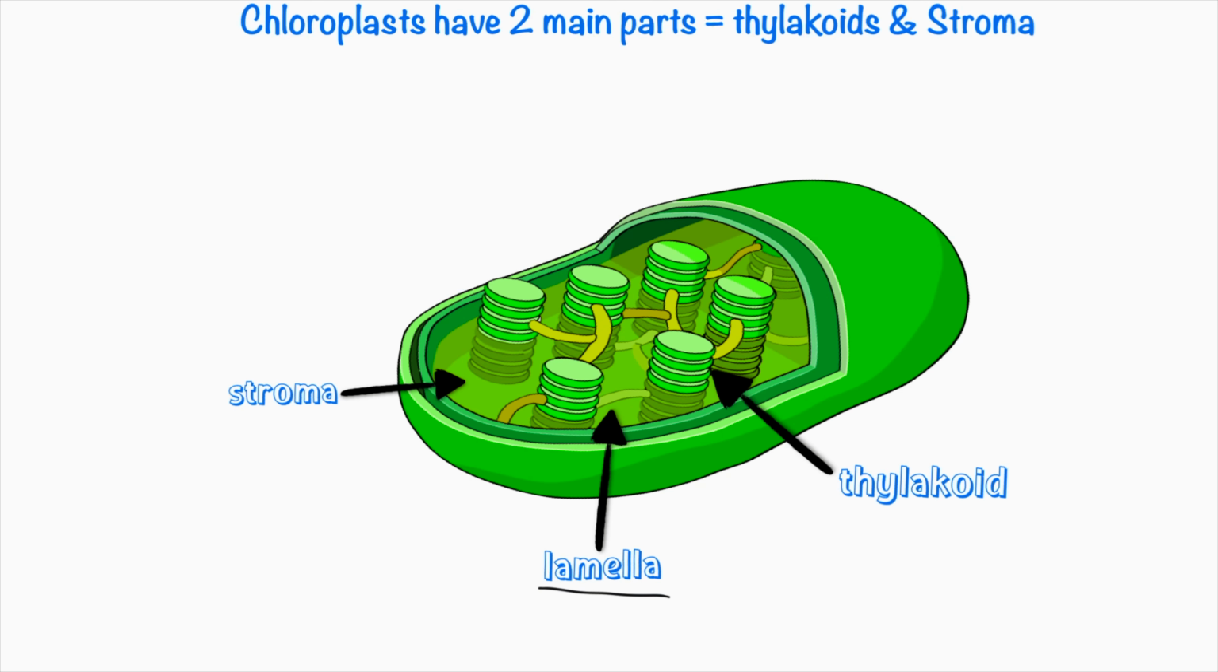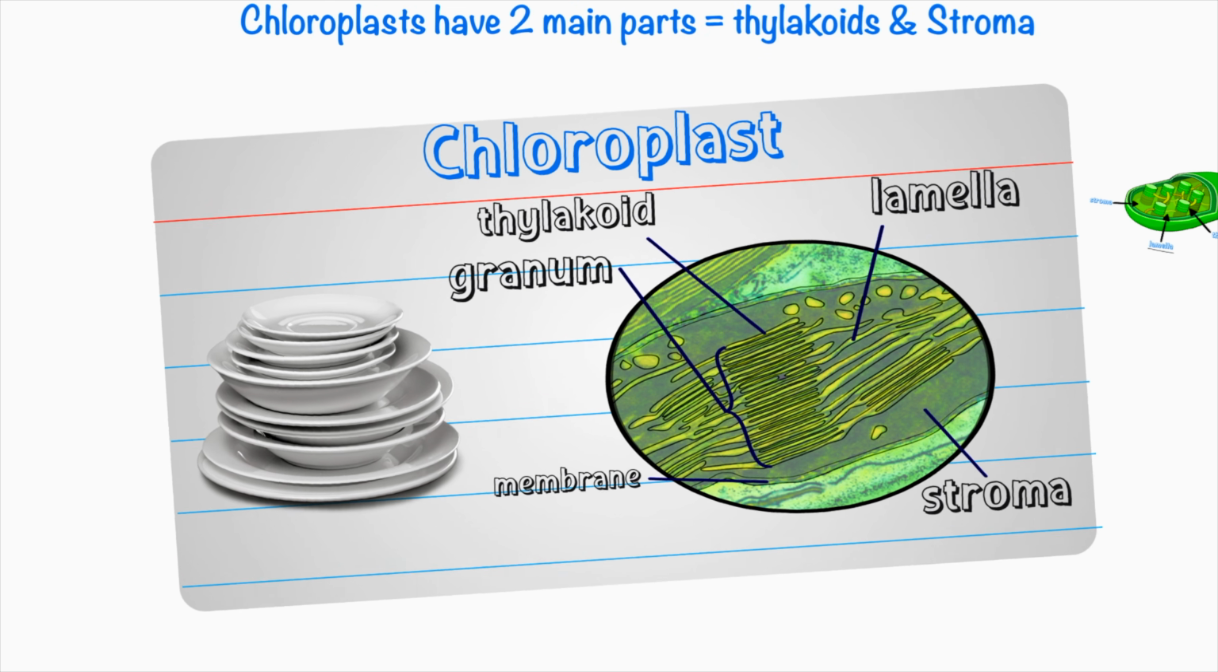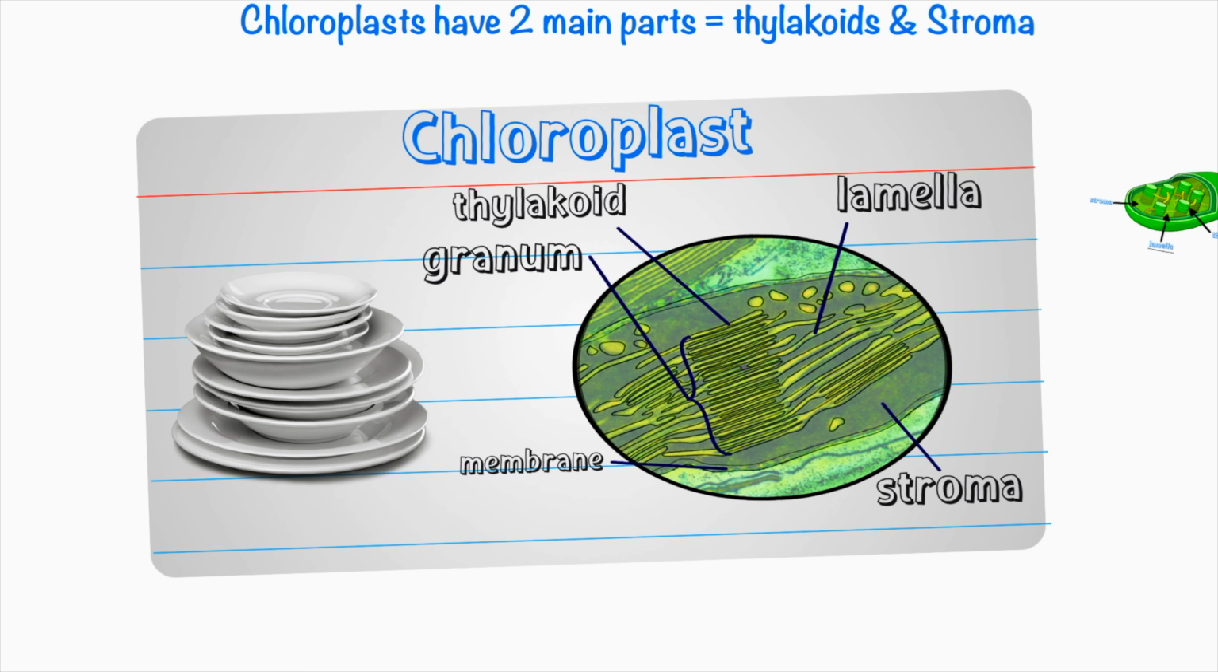In addition to that, we do have the outer membrane and the inner membrane. So again, the chloroplast looks something like this. I always think of it as if it's like a stack of membranes. Each one of those membranes is known as the thylakoid. The entire stack is what we call a granum.